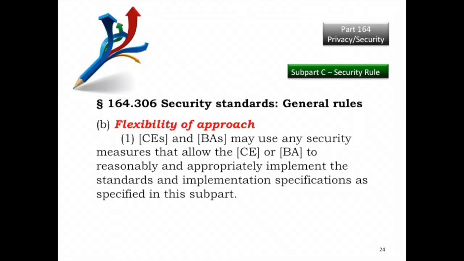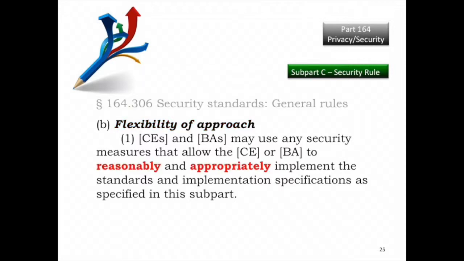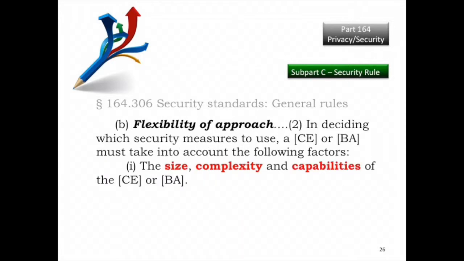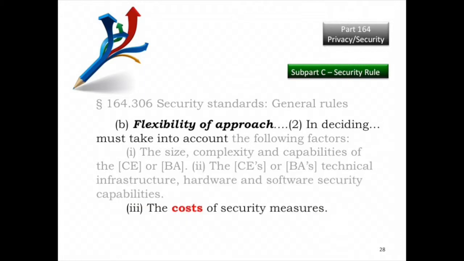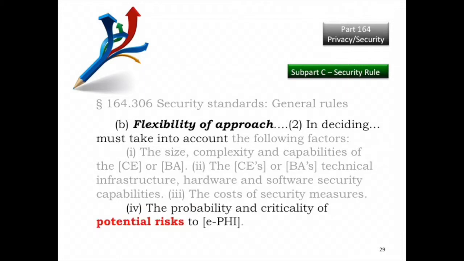Flexibility of approach applies to all of the security safeguard standards. Entities may choose measures that are reasonable and appropriate for their activities. In deciding what security measures to use, entities must consider their size, complexity, and capabilities, and their technical infrastructure, hardware and software capabilities, and the costs and probability and criticality of potential risks to electronic PHI.